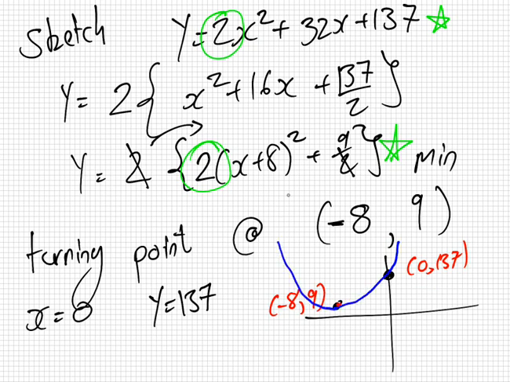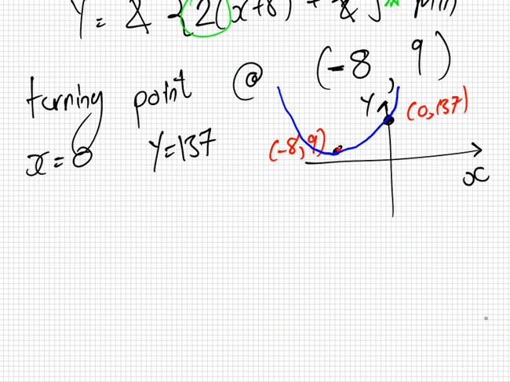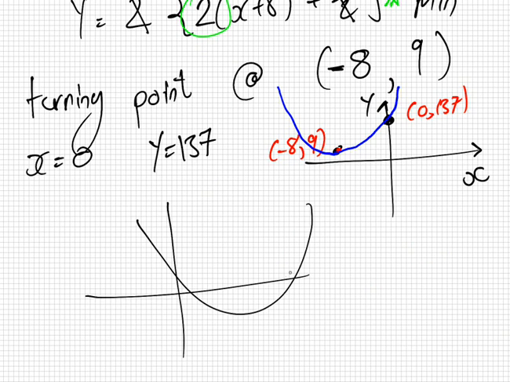Now let's find where it crosses the x-axis. We let y equal 0. So that means (x + 1)(x + 9) equals 0. So what does x equal? Yeah, -1 or -9. So now we have (-1, 0) and (-9, 0).